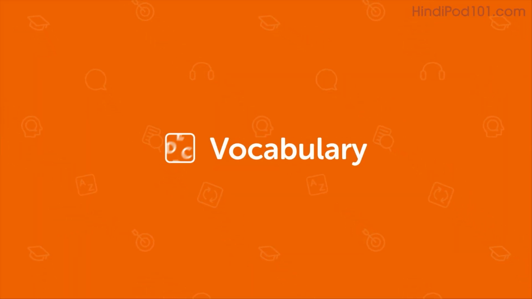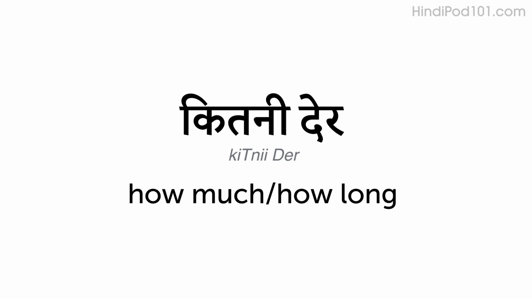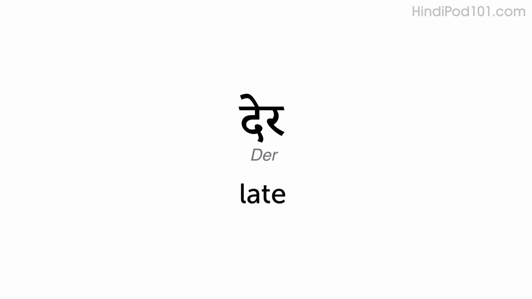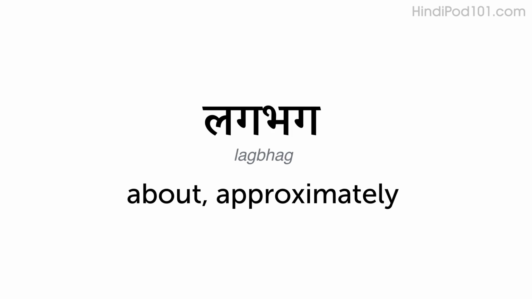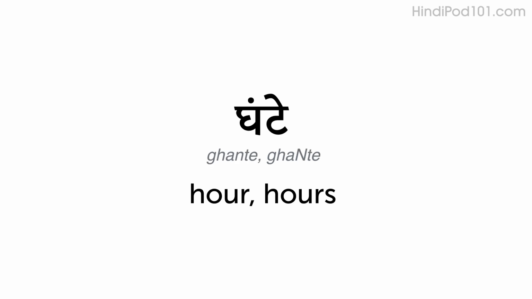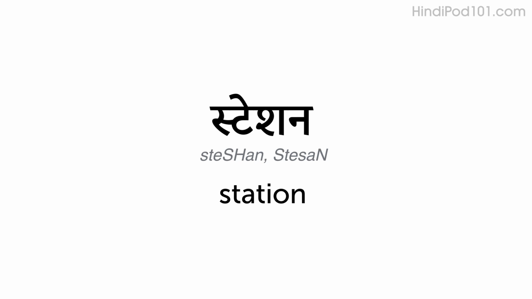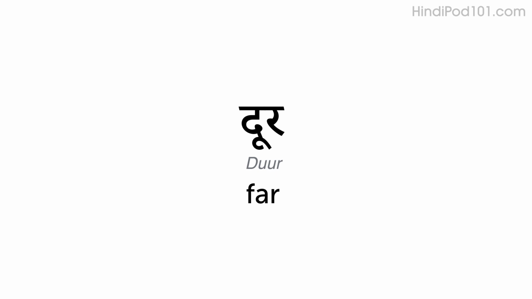Now you'll hear the key vocabulary, followed by the English translation. कितनी देर: How much? How long? देर: To be late. आएगा: Will come. लगभग: About. घंटे: hour. स्टेशन: station. दूर: far. 10: 10.